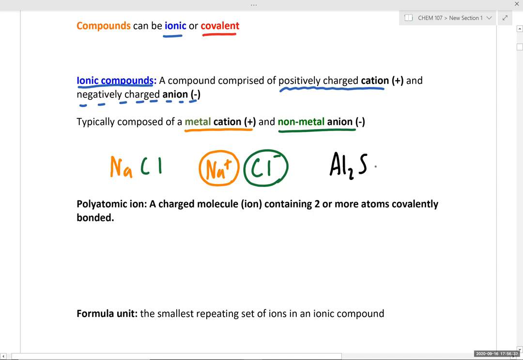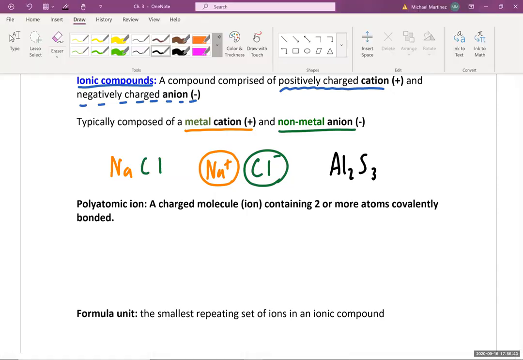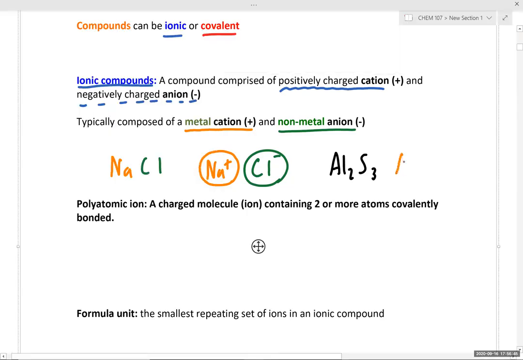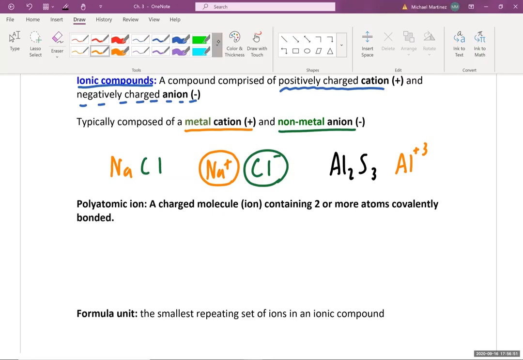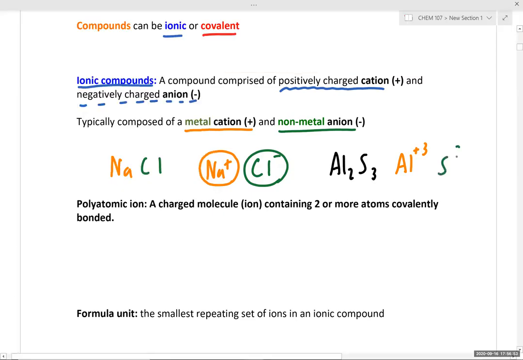So for example, aluminum sulfide is also an ionic compound. And we can tell that because we have a metal cation and a non-metal anion. So this metal non-metal pairing is a signpost that you have an ionic compound. Does that make sense? Is everyone comfortable with that idea?